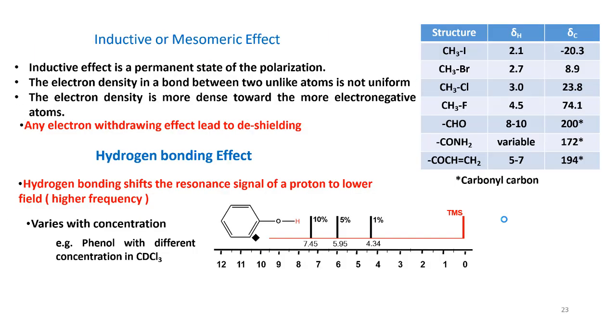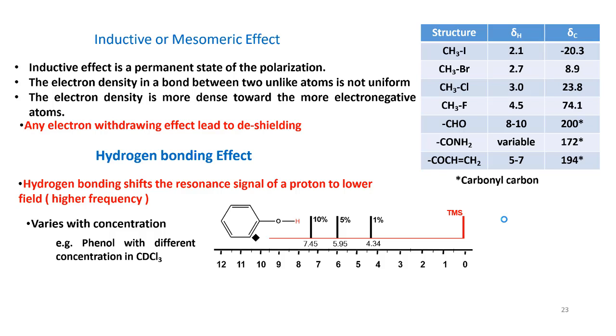Then the mesomeric or inductive effect. It is a permanent state of polarization. The electron density in a bond between two unlike atoms is not uniform, and that is how the mesomeric effect takes place. On one side the electron density will be higher, and on the other side it will be less. Sorry, at the electronegative atom the density will be higher compared to the other one. That is what creates the mesomeric effect.